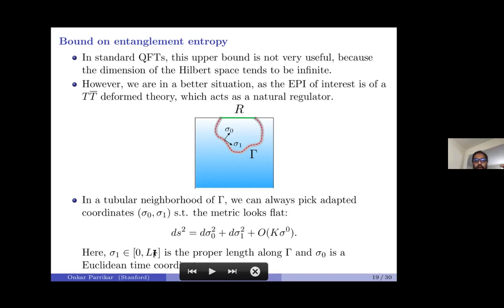Okay, so the length of the curve is encoded in the extent of the spatial coordinate, and sigma naught, which is like the Euclidean time coordinate perpendicular to the curve, the extent of that we will take to be much smaller than the extrinsic curvature of the curve, so that we don't see these corrections. Okay, so sigma naught is some very tiny, infinitesimally small interval around this curve so that we don't see extrinsic curvature corrections.